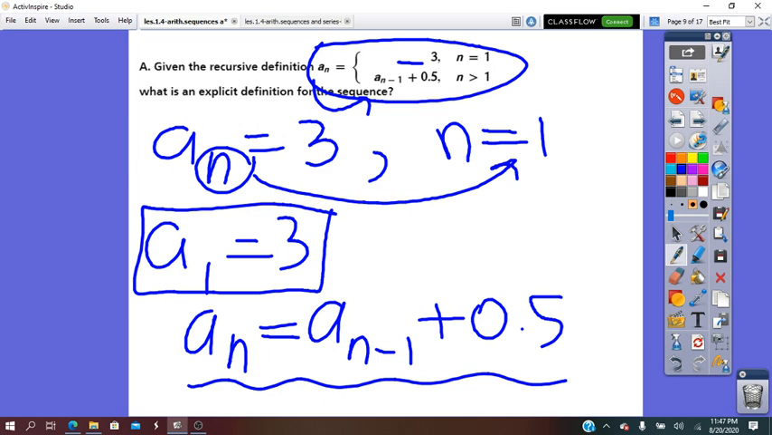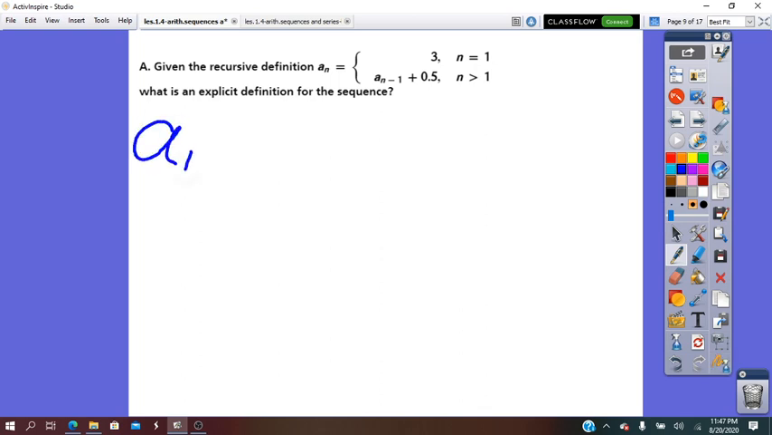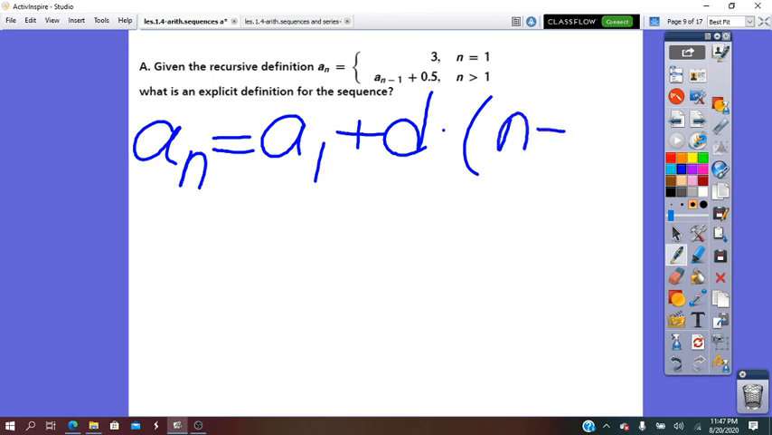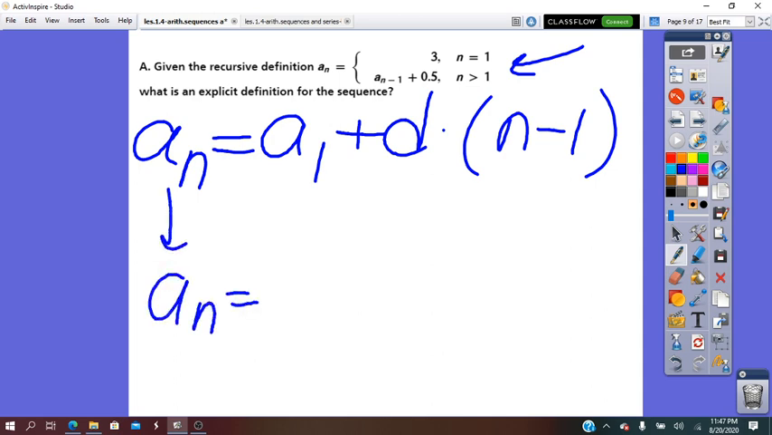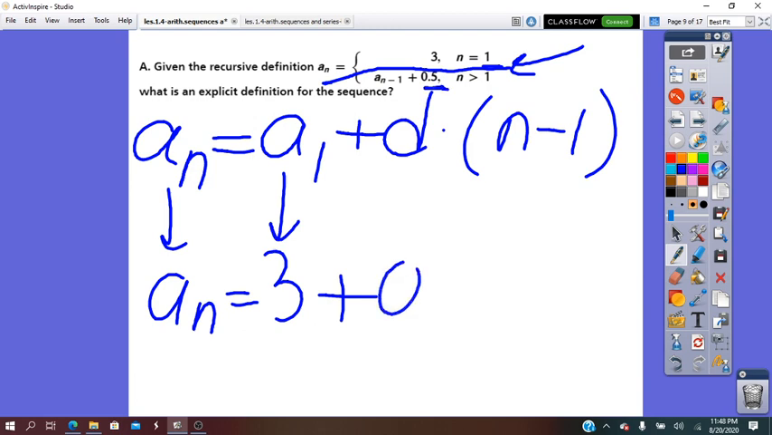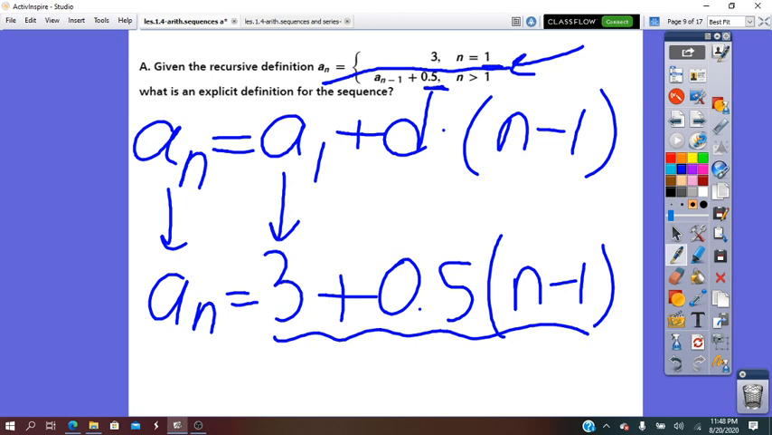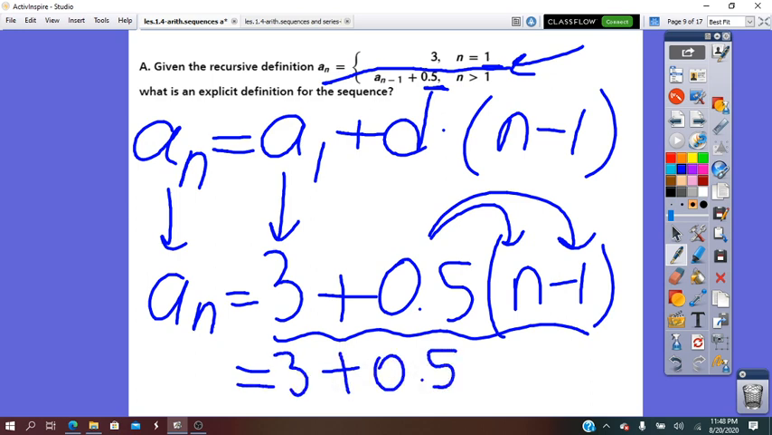Now the question is, from here, write the explicit definition of this arithmetic sequence. And we know that the explicit rule is an equals the first term A1 plus the common difference times n minus 1. And we will take the values from the given rule. From the rule we said that when n equals 1, A1 will be 3. So A1 is 3 plus the common difference, which we take from here, 0.5, times n minus 1. We will get this expression into the simplest form using the distributive property, and it will be equal to 3 plus 0.5n minus 0.5.